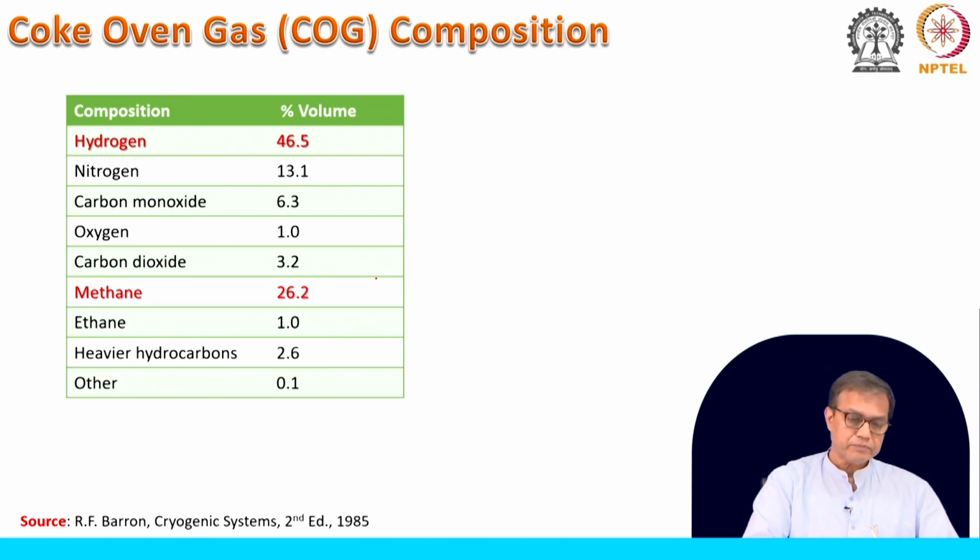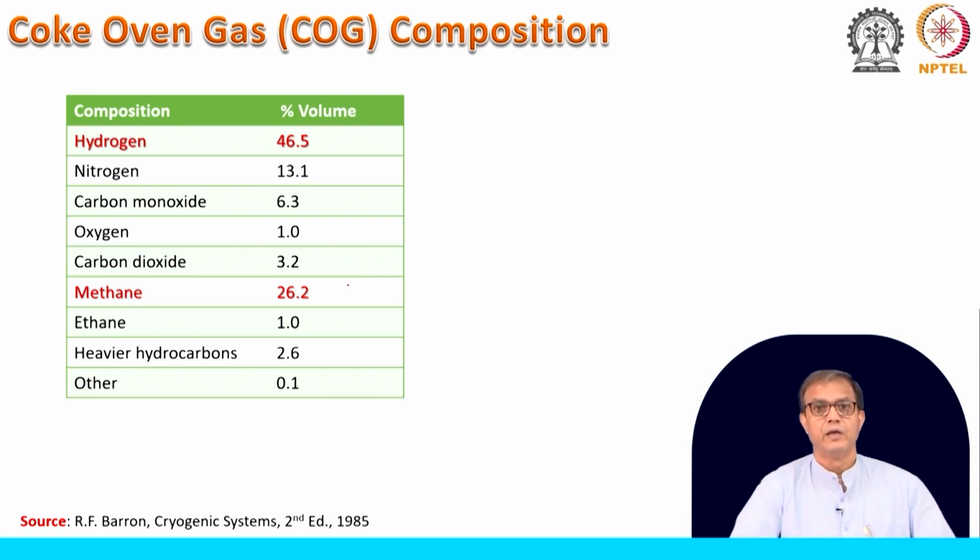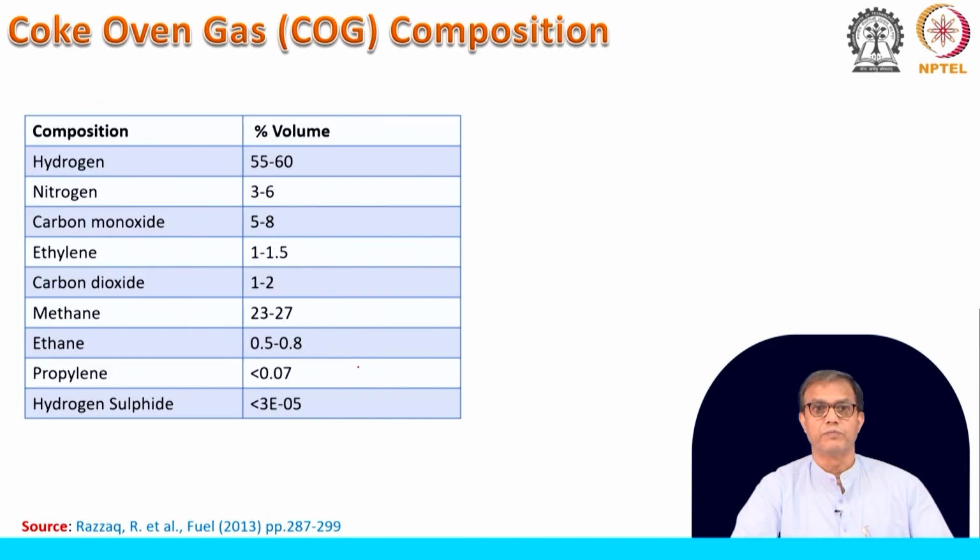The volume composition is also given, but as I told you, this coke oven gas composition cannot be unique. If some blend of coal or a particular grade of coal is used for generating this coke, we will find a certain composition of the coke oven gas, whereas if some other source of coal is used, then this composition will obviously change, and here is another composition I have received from this paper.